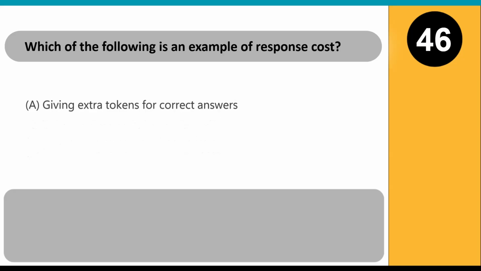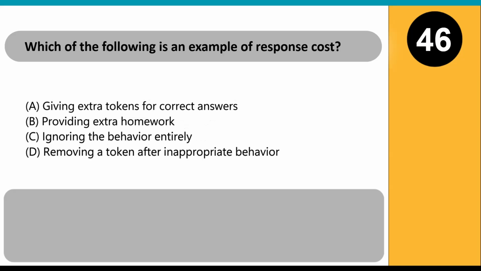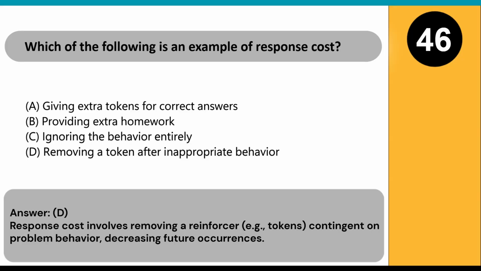Which of the following is an example of response cost? A. Giving extra tokens for correct answers. B. Providing extra homework. C. Ignoring the behavior entirely. D. Removing a token after inappropriate behavior. Answer D. Response cost involves removing a reinforcer, e.g., tokens, contingent on problem behavior, decreasing future occurrences.